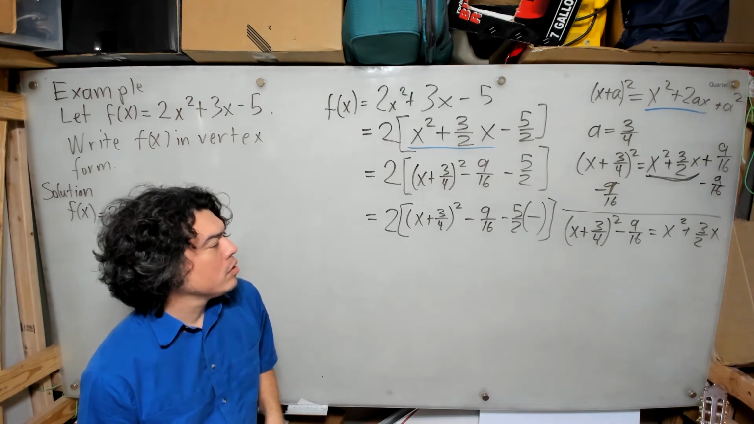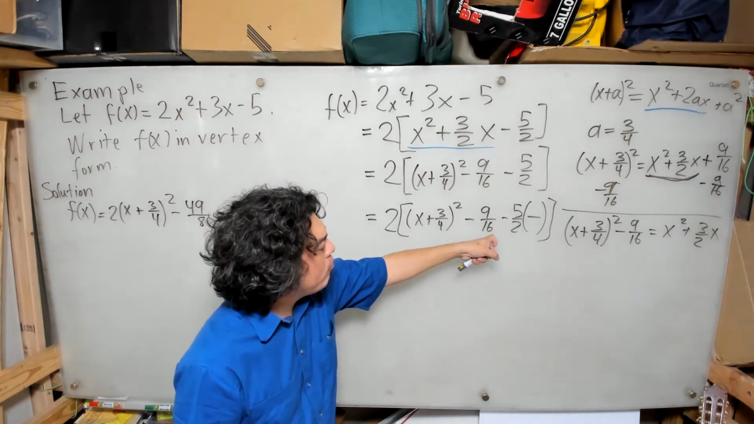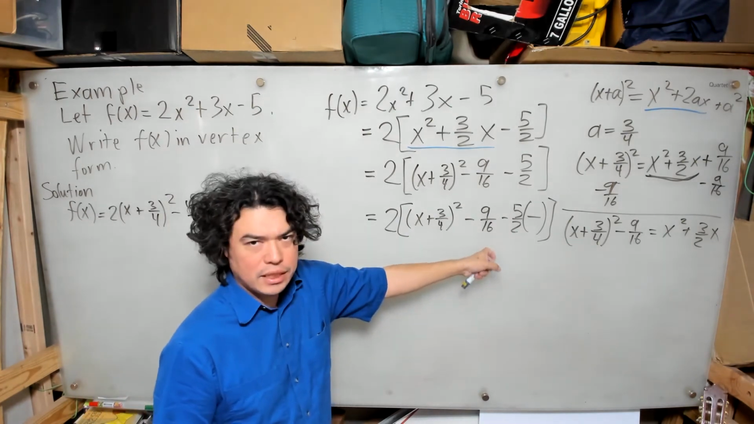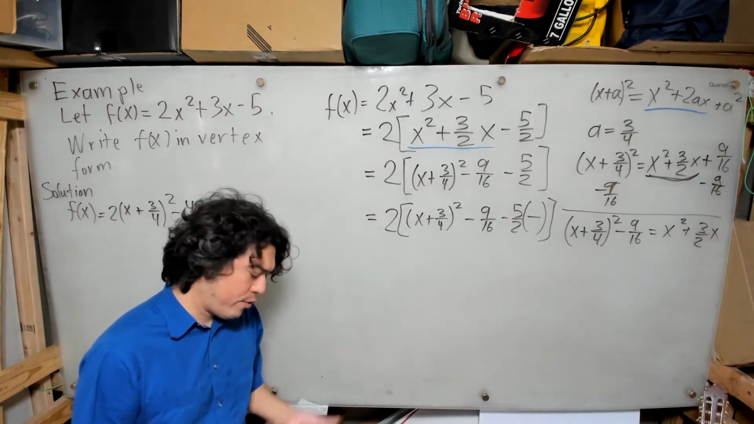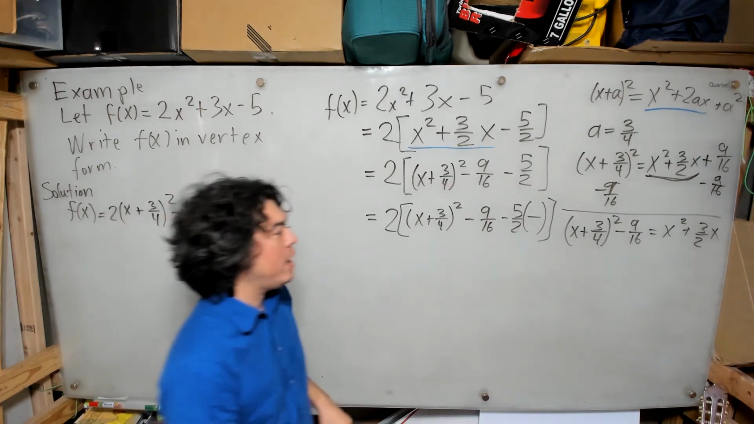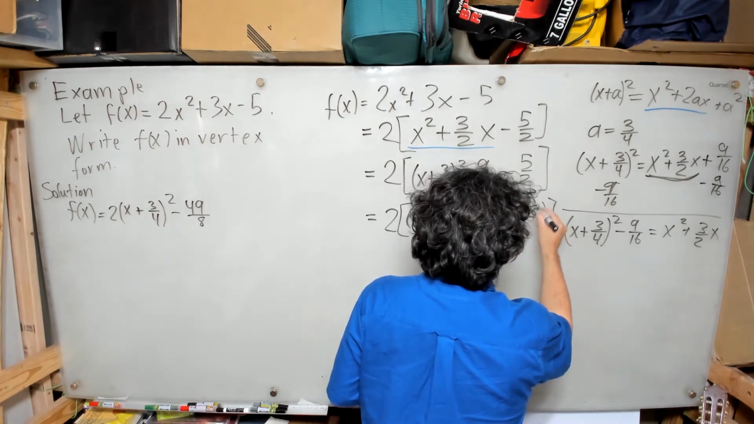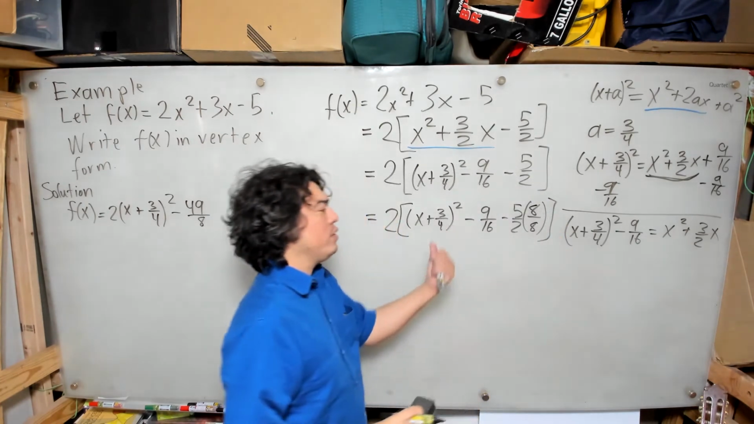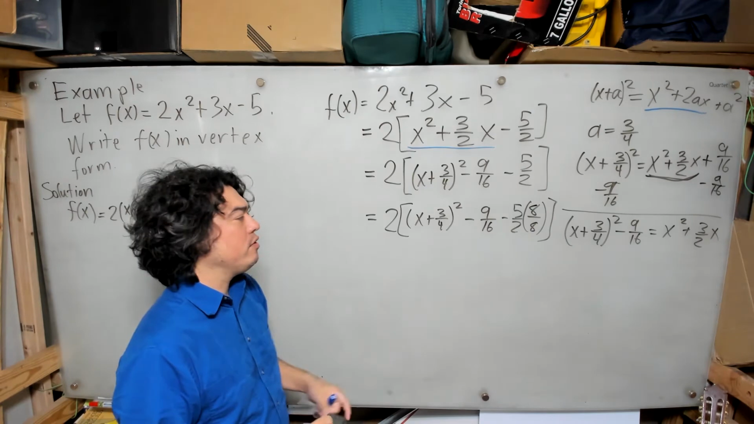Now I ask myself, can I multiply 2 by something to get 16? And if you think about it for a few moments, you will see that indeed we can. We can multiply by 8. 8 times 2 is 16. 8 times 5 is 40.